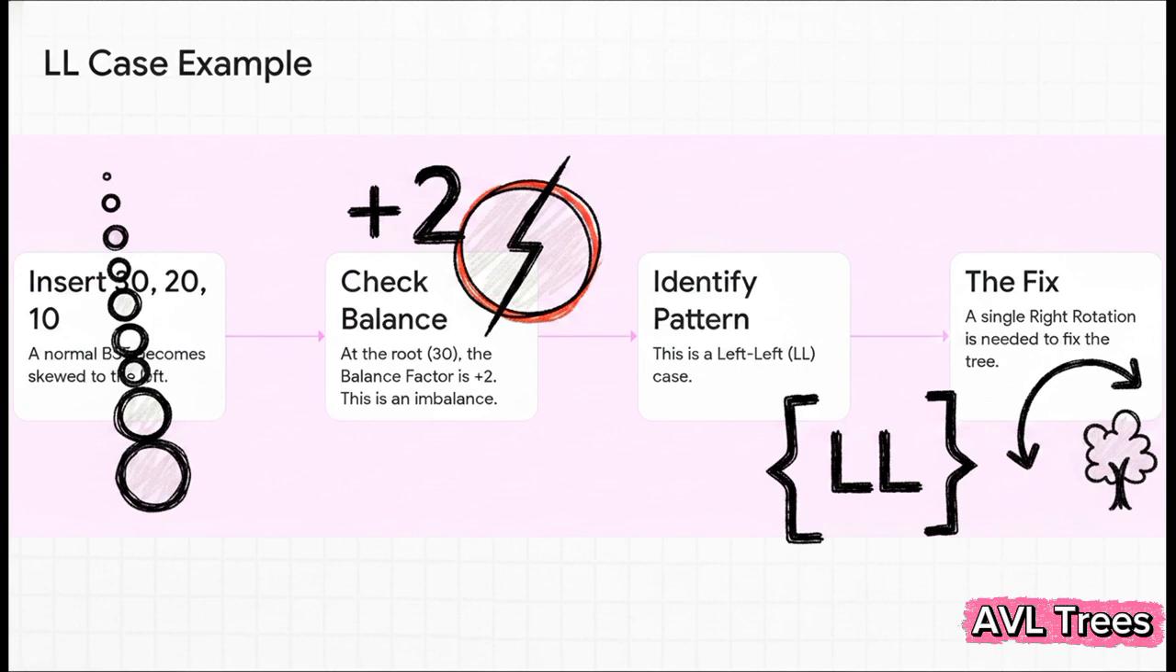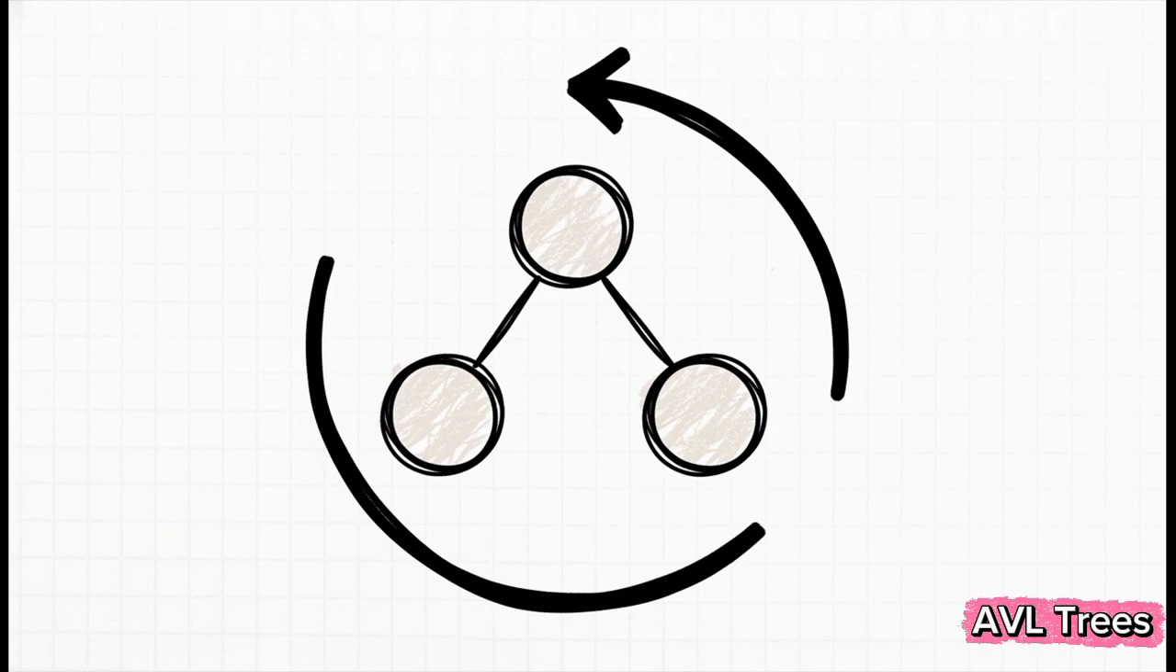This specific pattern, by the way, is called a left-left case. To fix this, we do a single right rotation on that unbalanced node 30. So imagine grabbing node 20 and pulling it up to become the new root. As you do that, 30 gets pushed down to become the right child of 20. And just like that, check it out. The tree is perfectly balanced.